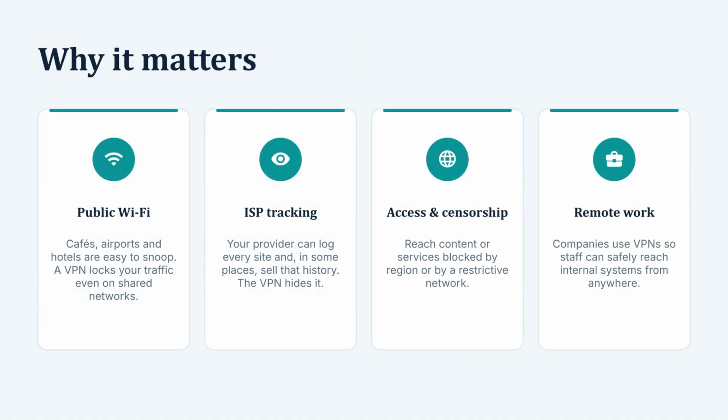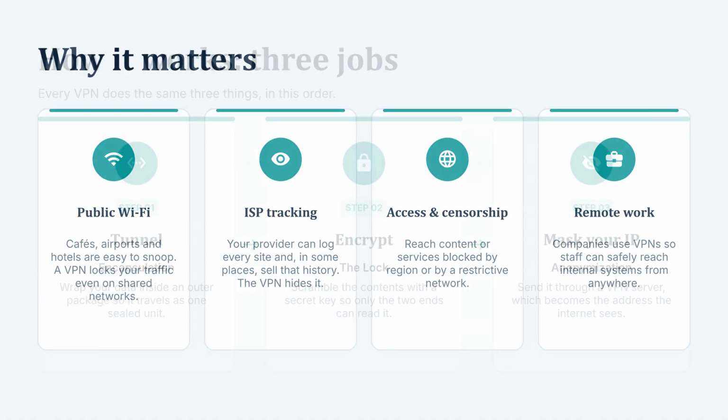There are four primary reasons to consider using a virtual private network, VPN. First, public Wi-Fi networks are vulnerable to unauthorized access, but a VPN encrypts user traffic even on shared networks. Second, a VPN conceals browsing activity from internet service providers that may monitor or log user data. Third, it enables access to content restricted by geographic location or network policies. Finally, organizations use VPNs to allow employees secure remote access to internal systems.